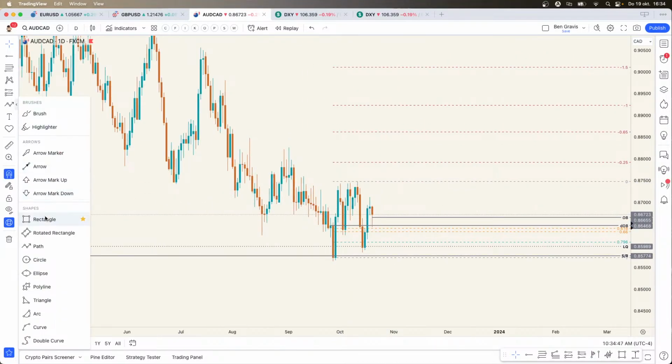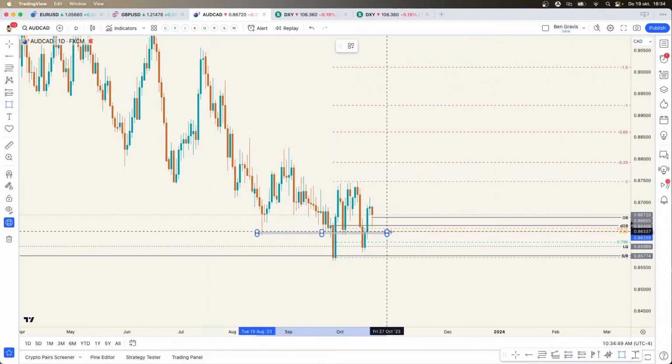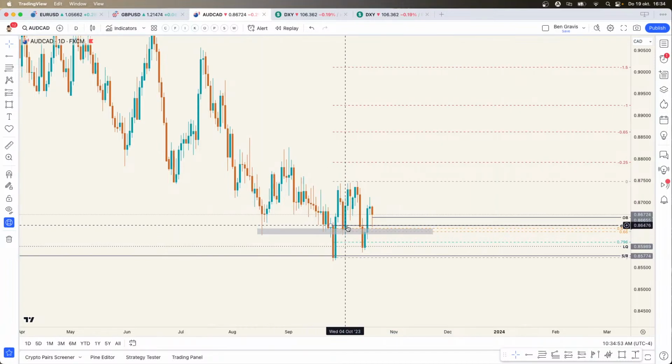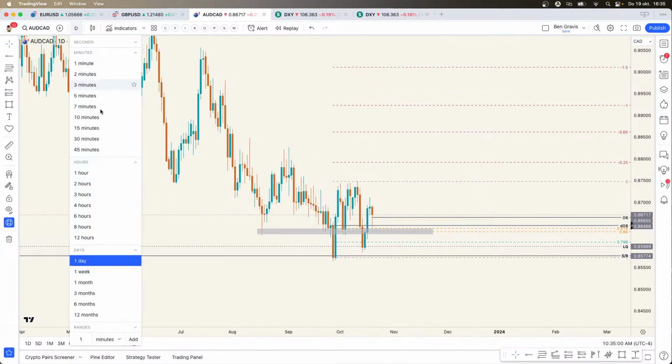And you do have some support over here. So you wick, wick, wick, wick. So even if it taps back into this zone, I'm expecting a move higher.